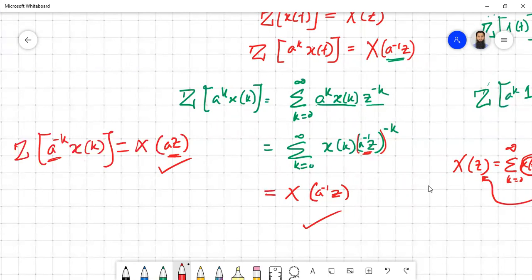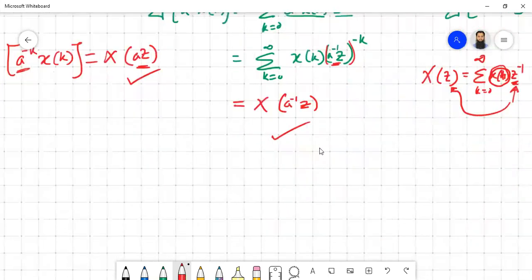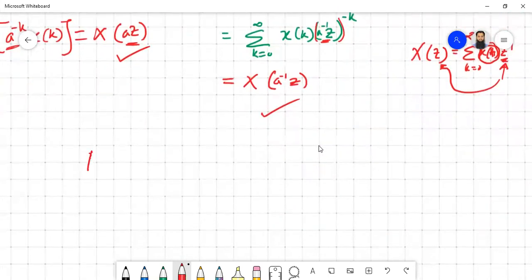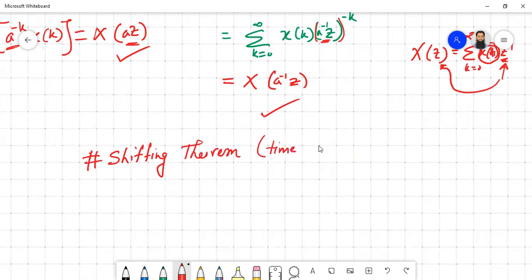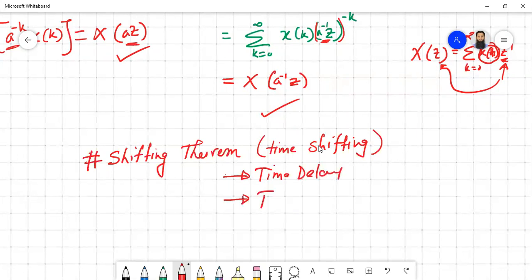Okay, so next is the shifting theorem. How can we deal with that one? I think this one and the third one, now we're going to the fourth one. The fourth one is the shifting theorem. Basically, time shifting we're talking about here. And there are two ways. One is time delay, and another is time advance.